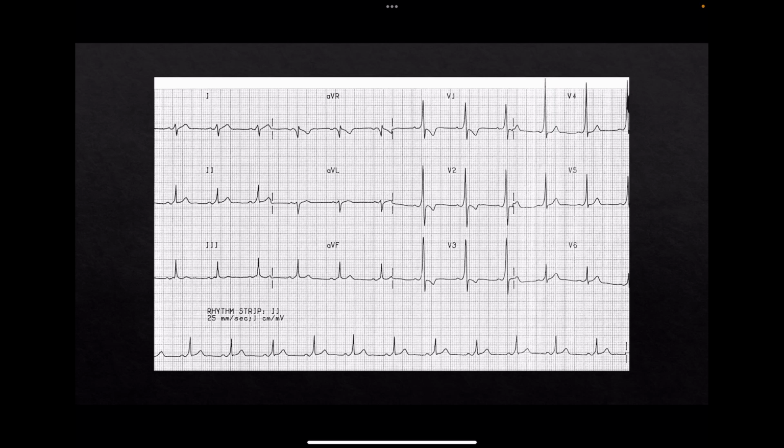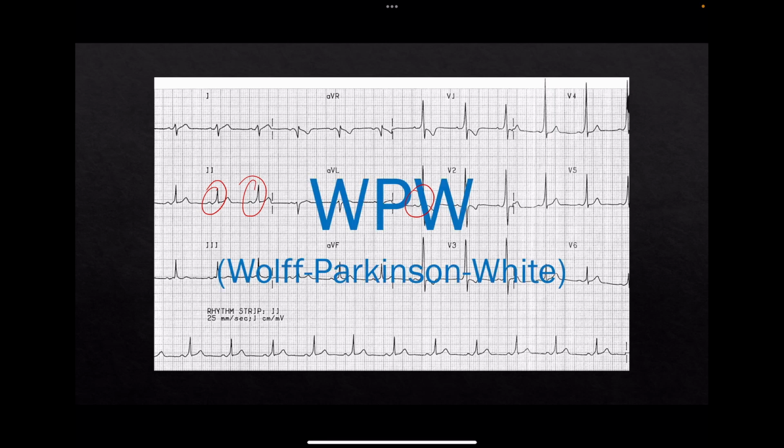Okay, how's the rate? 300, 150, 100, 75. So our heart rate's okay. What about P waves? They're there. Are they before every QRS? How's the QRS complex? Do you guys see that delta wave sluggish in there? Does everyone see that sluggish delta wave going into the QRS? You do now.